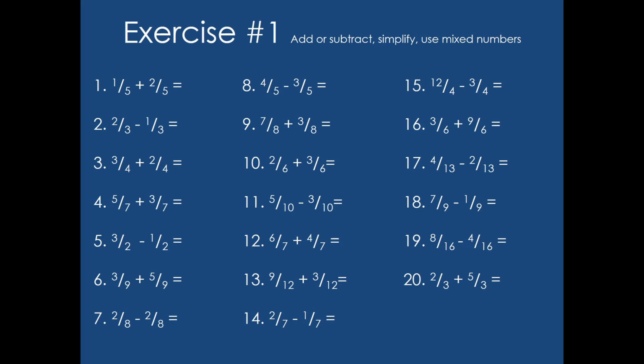Exercise number 1. Add and subtract the following equations. Then simplify or write the simplest form as a mixed number. I will give you 2 to 5 minutes to answer the equations. You can pause the video if you like. Then I am going to give you the correct answers. You can pause it now. I hope you paused it.